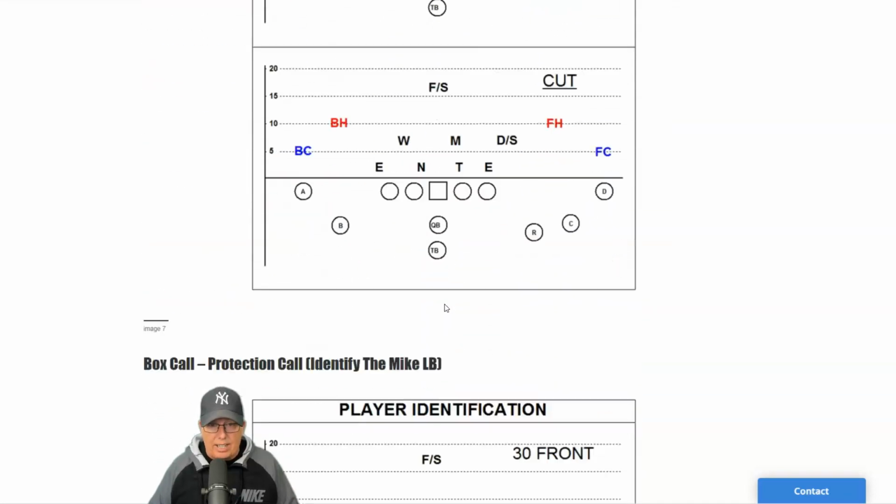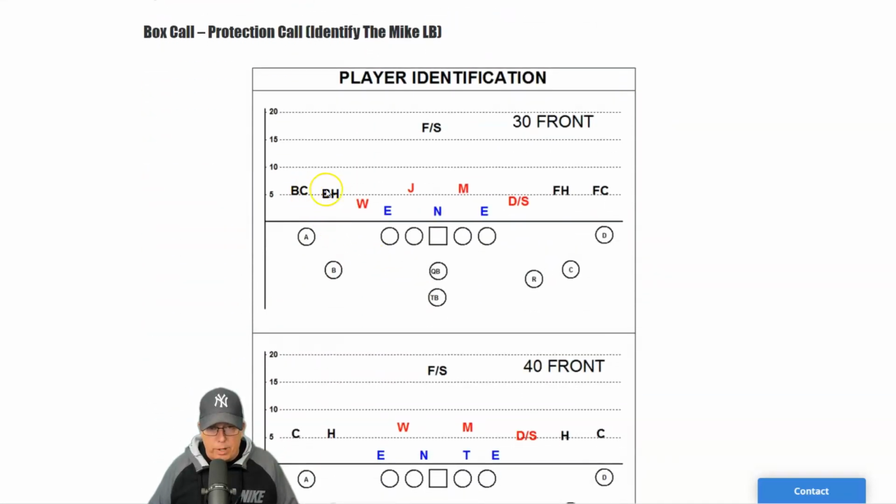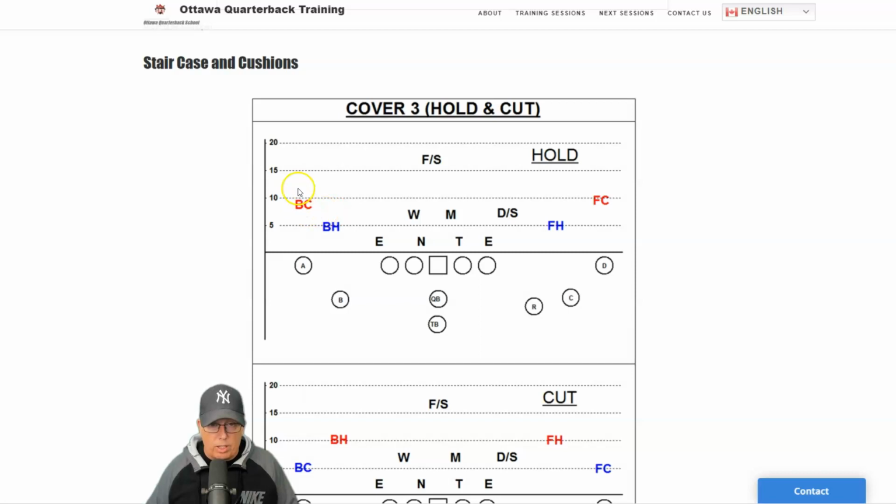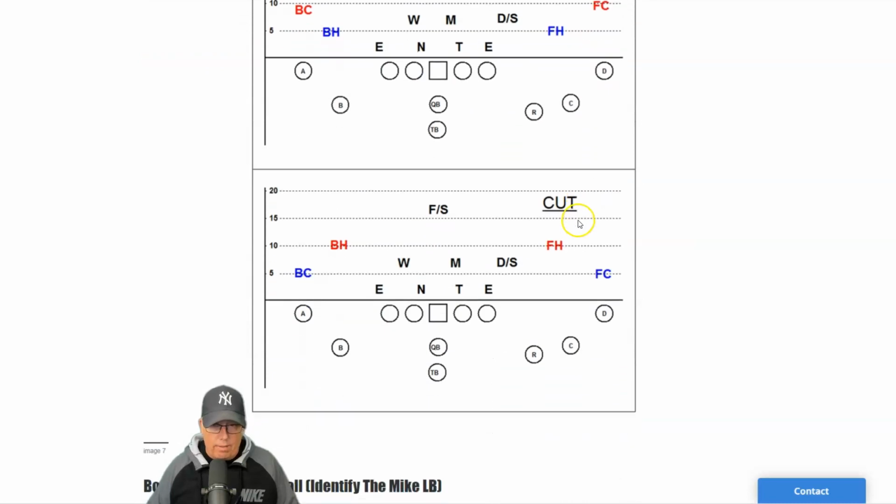But if I see that they're playing man and they're pretty flat, then I know there's no staircase. It's probably man coverage, right? So staircase going up means the boundary corner is up high, the boundary half is low. Same thing to the field side. You see how the corner is up high, the field half is low, the dime is right here. So I got the staircase going up, so I probably got hold. And if I got cut to the field and to the boundary, well, guess what? The staircase is going down.